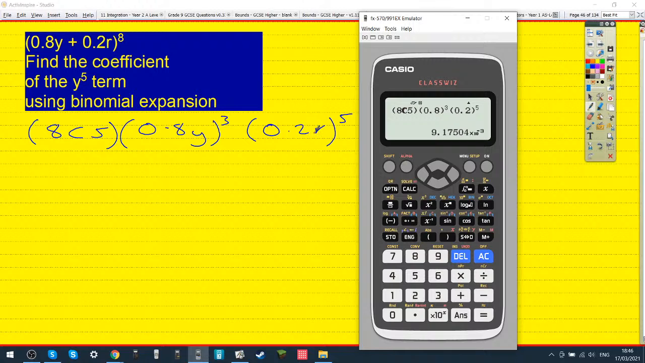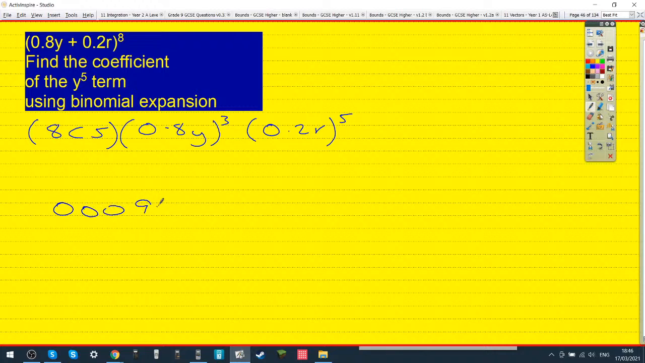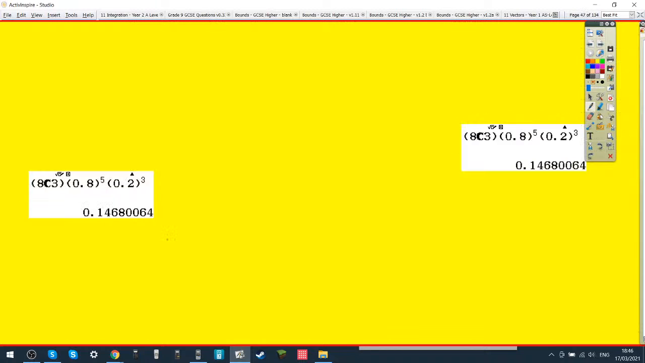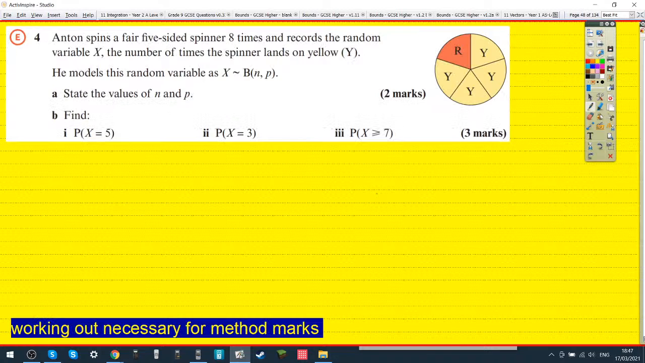So 3 zeros, 917504. Alright. What is that related to? I need to check. It's related to this. Okay, I've completely forgotten binomial expansion.